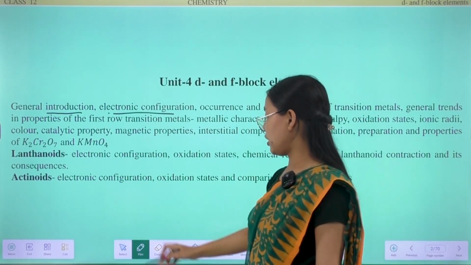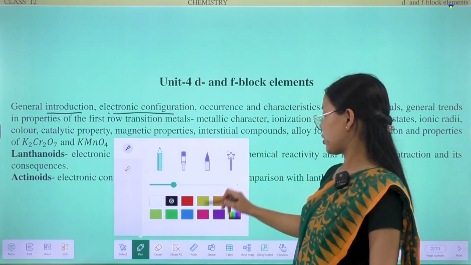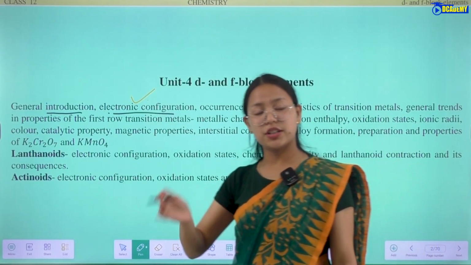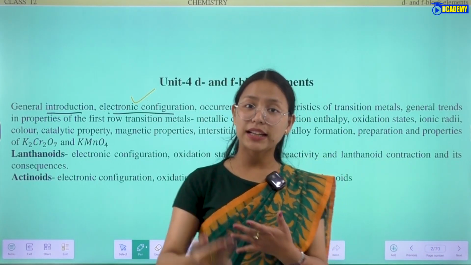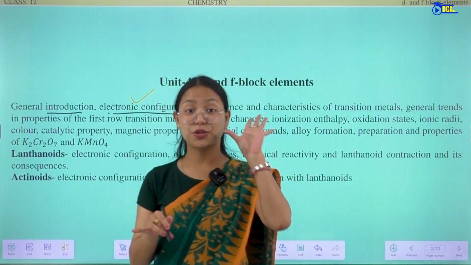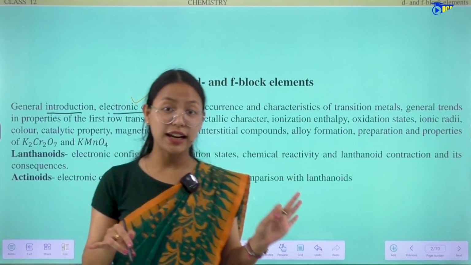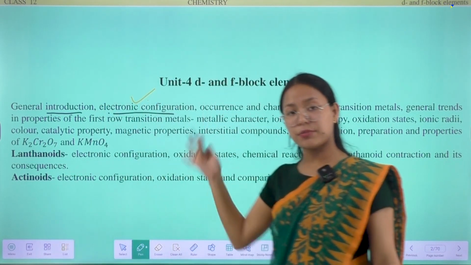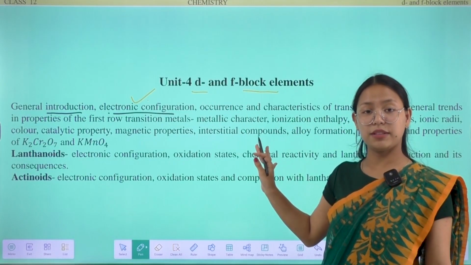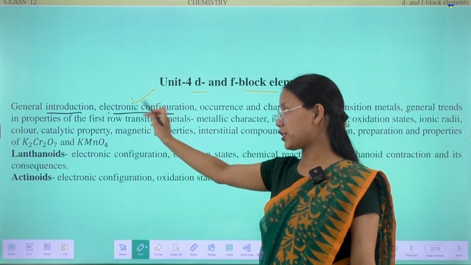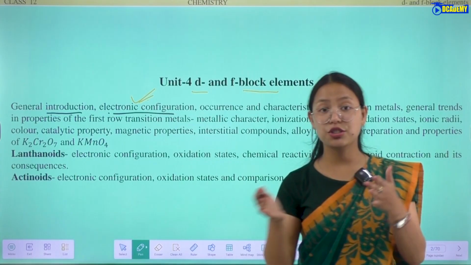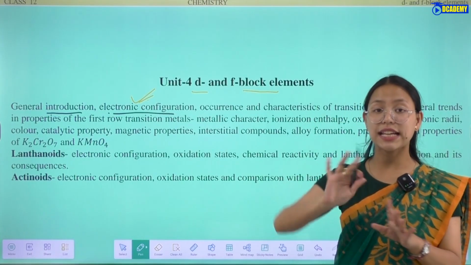Always at the start we have to learn about the introduction part, and then the electronic configuration. Whenever we study the periodic table, we note the atomic number, atomic mass, and atomic size. When we study the D and F block elements, we also note their electronic configuration. Electronic configuration is the arrangement or the distribution of the electrons in their orbits.